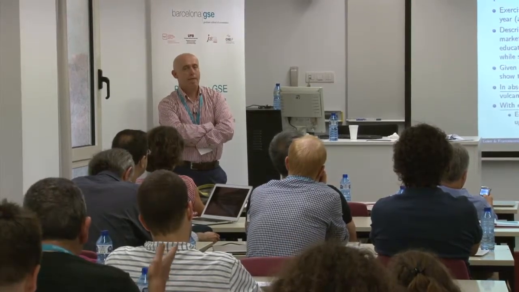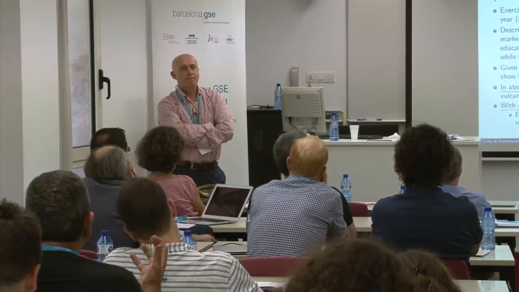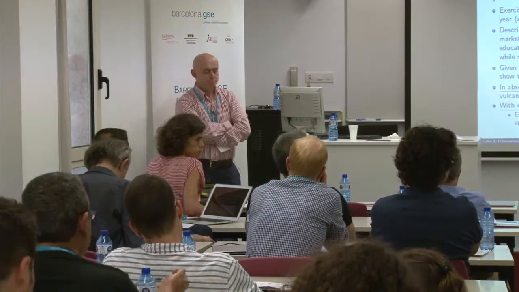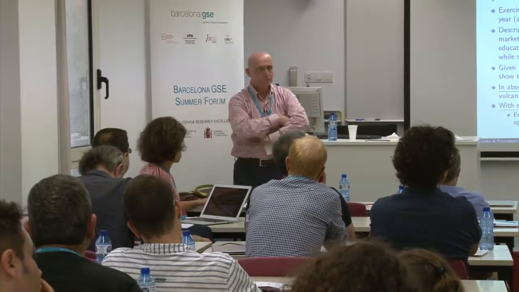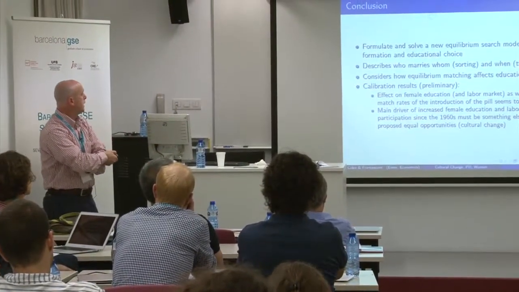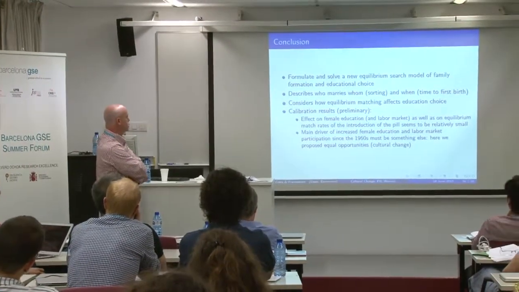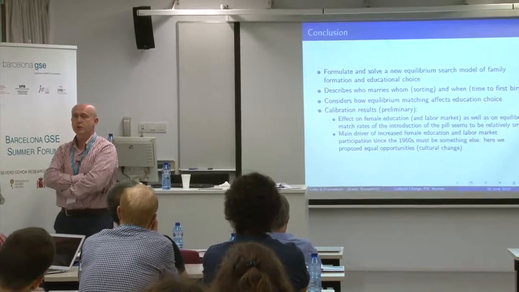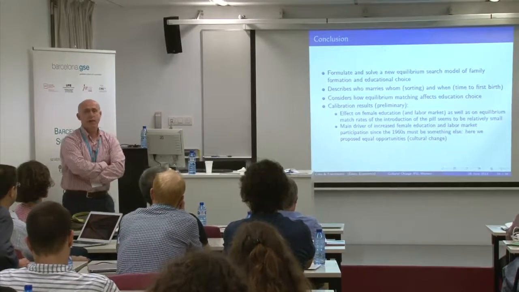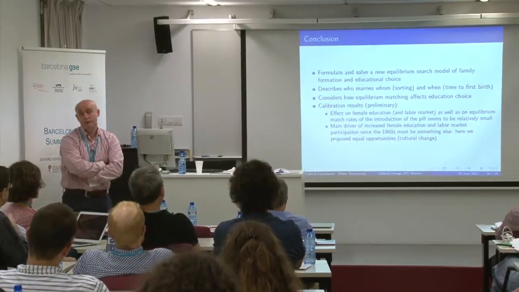Yes. Okay. So at this point, tell me, what makes this model great? So I can leave this room saying, yes, this guy put these ingredients there that are important. We are trying to formulate this equilibrium search model in which you have both educational choice and family formation as the relevant choices, something that very few people have done. In fact, no one has done.